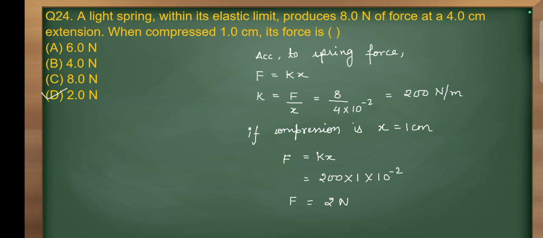Now we have to calculate force when compression is 1 centimeter. So force is equal to kx, and we have already calculated k. We will put the value of k, that is 200, into displacement, that is the compression, which is 1 centimeter. We will convert that to meter, which will become 1 into 10 raised to power minus 2. When we solve this expression, then force will become 2 Newton. So option D is correct.